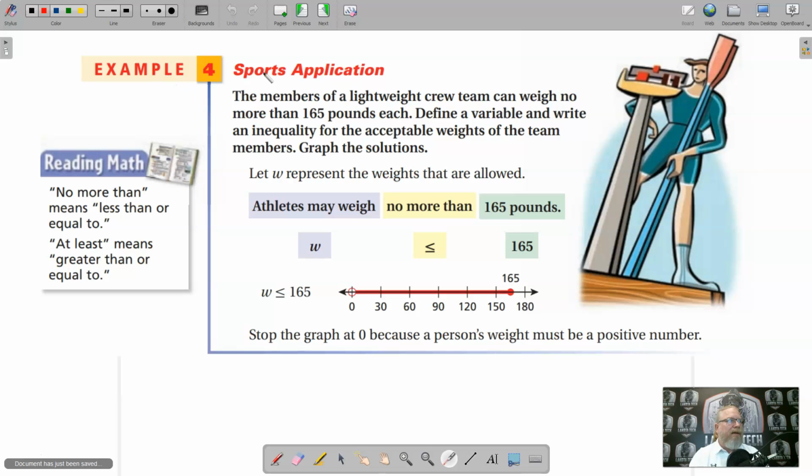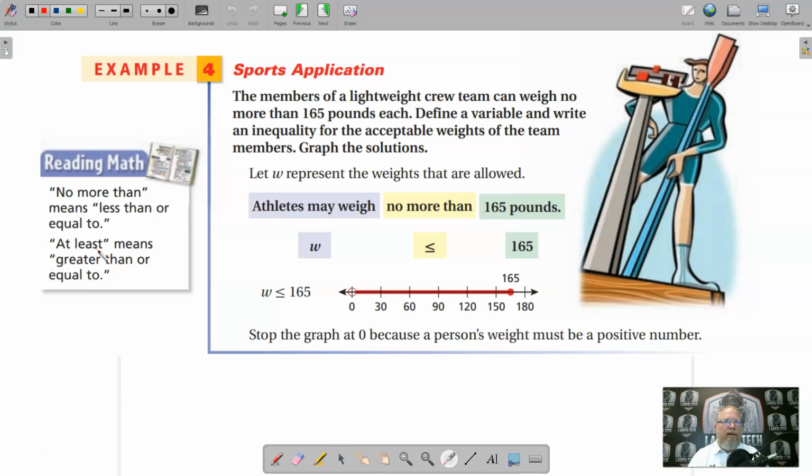And then example 4, sports application. So let's go ahead and do the reading math over here. No more than means less than or equal to. At least means greater than or equal to. So they say you can have no more than 5 pieces of candy. That means you can have less than 5 or equal to 5. You can only have 5 pieces of candy or fewer.